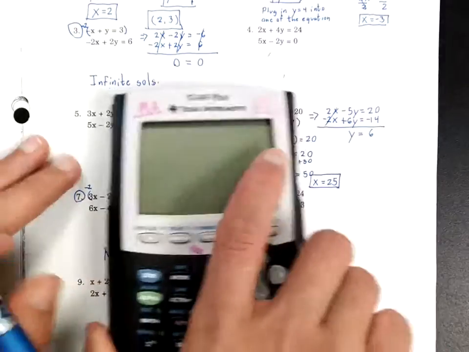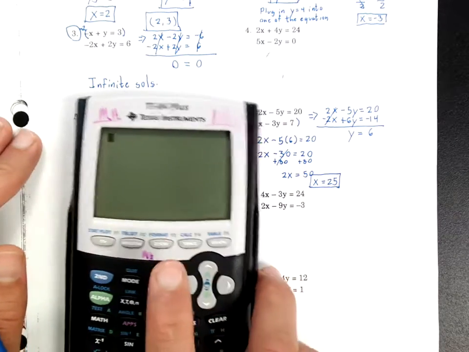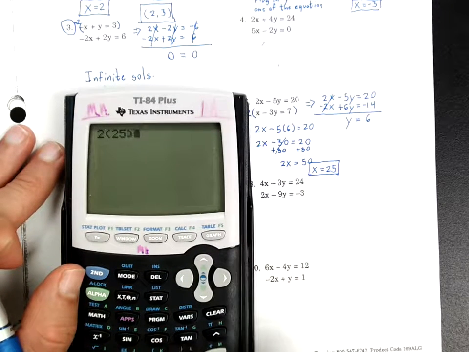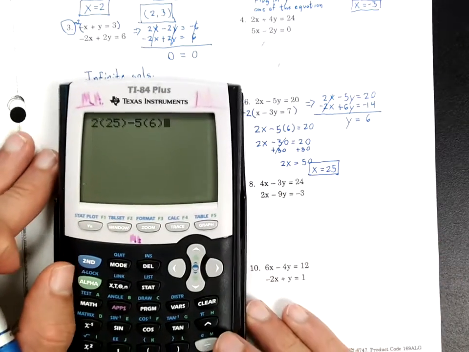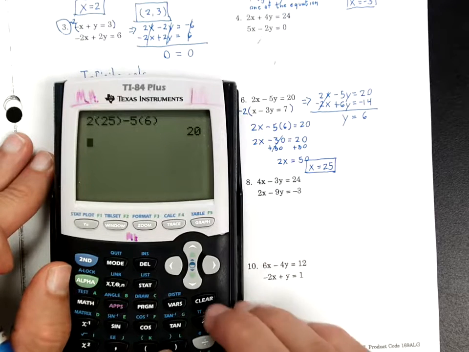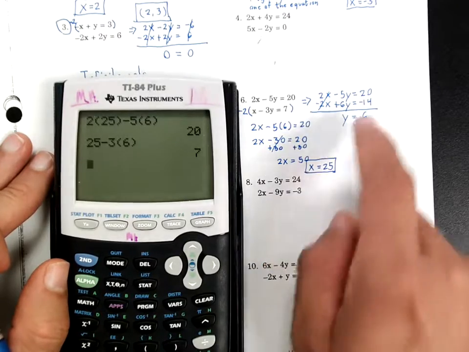And again, if you want to check your answer, what you can do is very simply plug your answers in. So I have 2 times 25 minus 5 times 6, and that should give me a 20. Right, so I'm looking at this original function, and that does, and I have to check the other one too. So I have 25 minus 3 times y, y is 6, and that should give me a 7, and it does. So these are the answers, so I'm right.